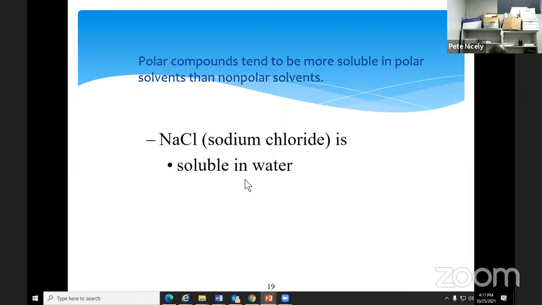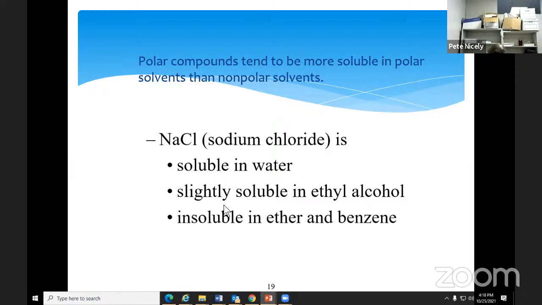Now, if you look at the solubility of sodium chloride in ethanol or ethyl alcohol, you'll see that ethyl alcohol will dissolve sodium chloride slightly. And that's because ethyl alcohol is not as polar as water. So therefore, the solubility of sodium chloride would be less in ethyl alcohol compared to water, all right? And then finally, when it comes to non-polar solvents, such as ether and benzene, what you'll find is that sodium chloride is totally insoluble in either solvent, all right?